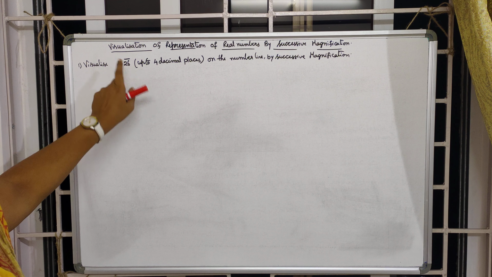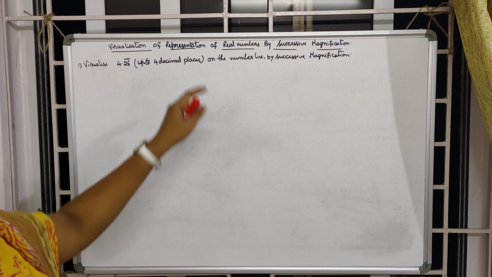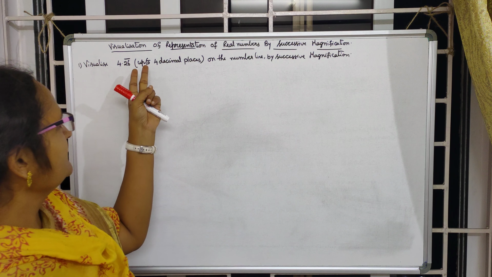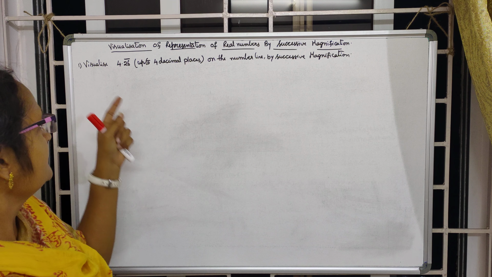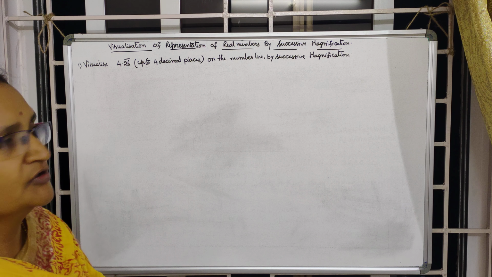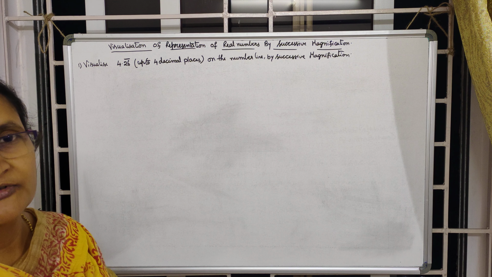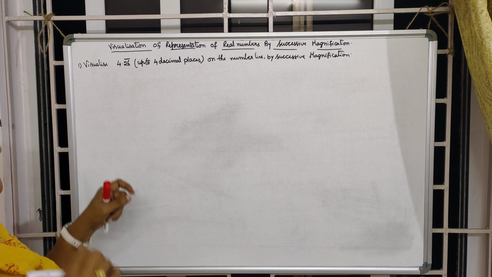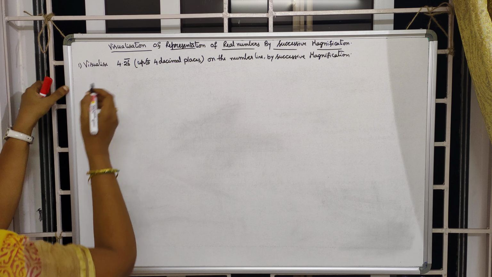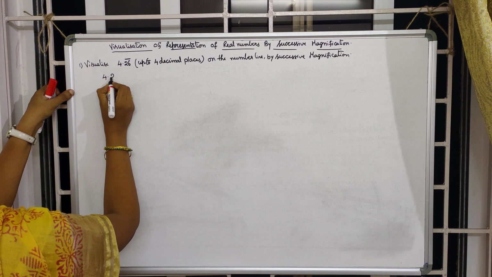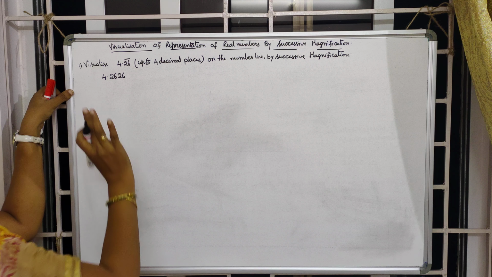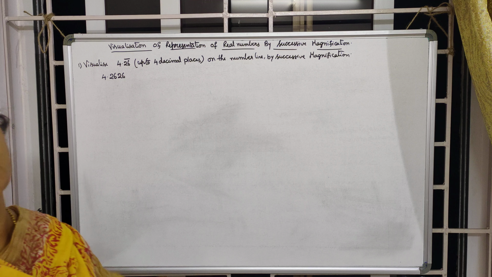Visualize 4.26 bar. 26 bar means infinite decimal places will be there. In those infinite decimal places, I need only 4 decimal places. So visualize 4.26 bar up to 4 decimal places on the number line by successive magnification. So for that, first step, visualize 4.26 bar. That means 4.2626. Only 4 decimal places they ask us. This one I have to visualize on the number line.